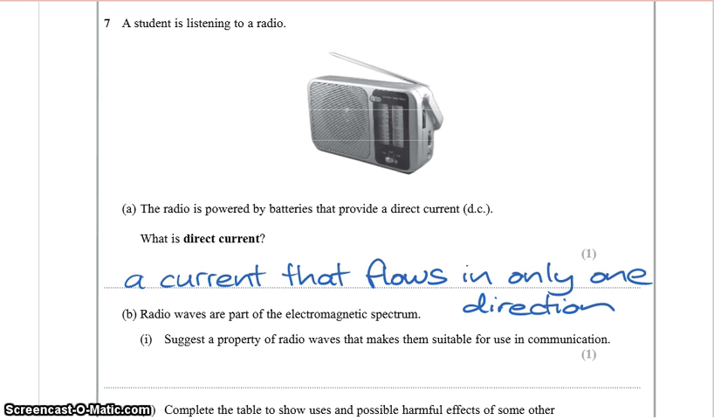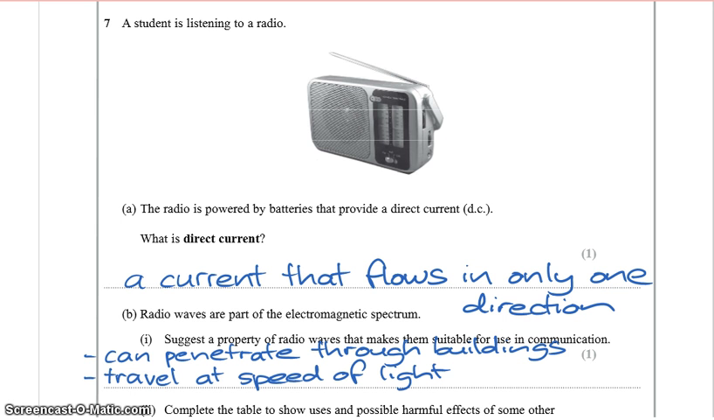There's a few different things that you could have here. One is that they can penetrate through buildings. For example, if radio waves couldn't do that, then you'd always have to go outside to watch the TV or to listen to the radio. So that's a useful property. Another one is that they travel at the speed of light, which is 300 million meters per second. So that means that communications can be transferred from one point to another very quickly.